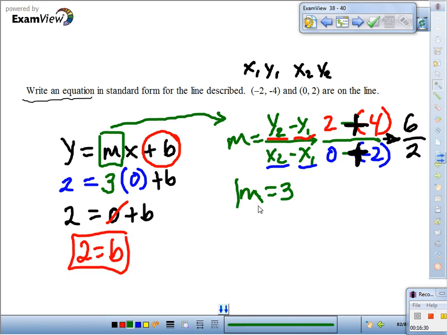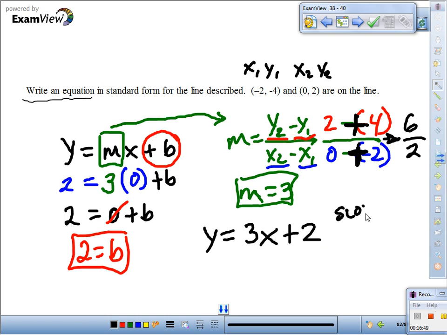Do I have enough information to write my equation? Yes. So I'm going to write y equals mx plus b, but now I have values, so I'm going to write y equals 3x plus 2. However, look at this part. What is this called? This is called slope-intercept form. Is that the form they want? No, they want what? Standard form.